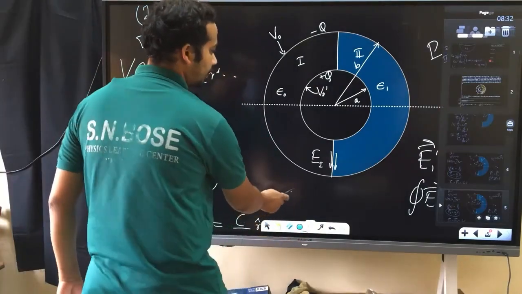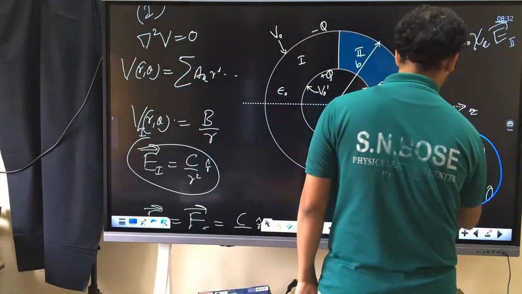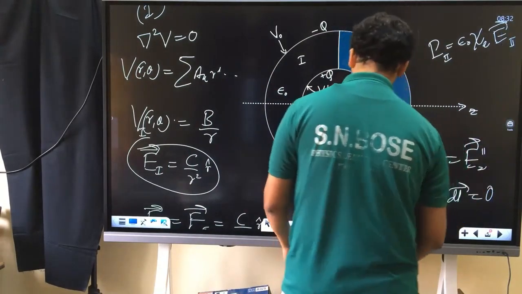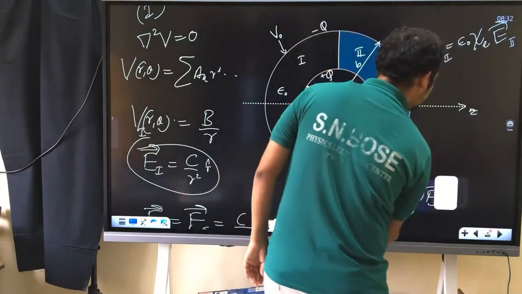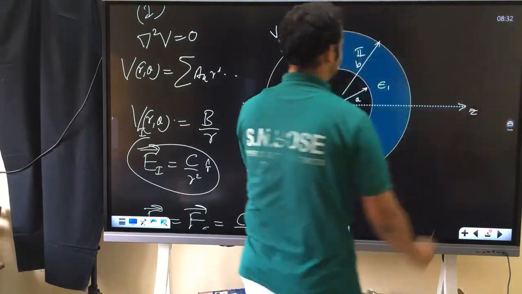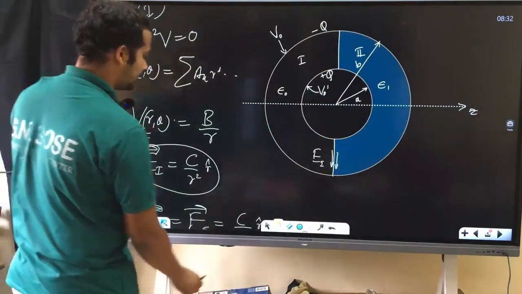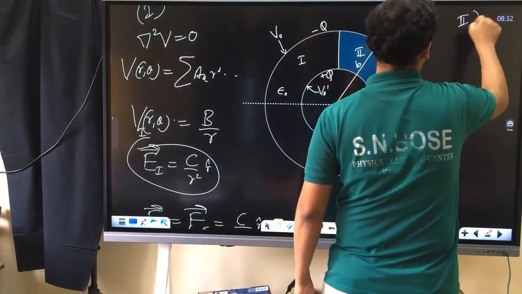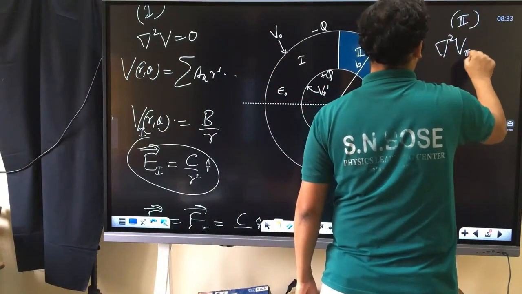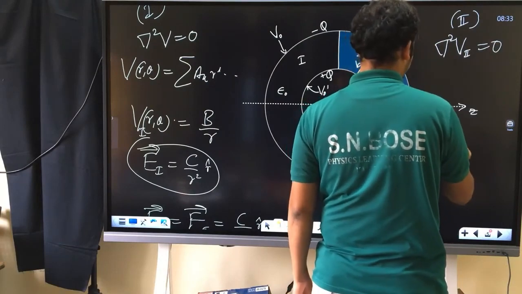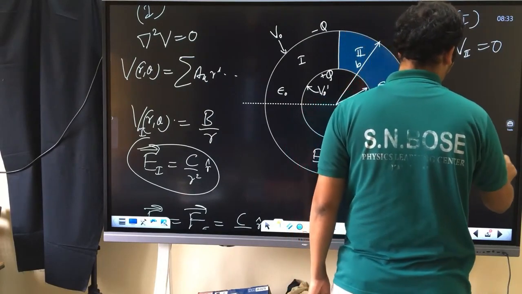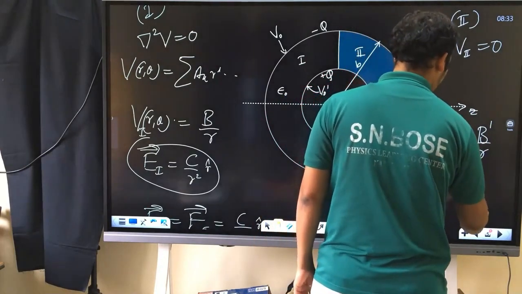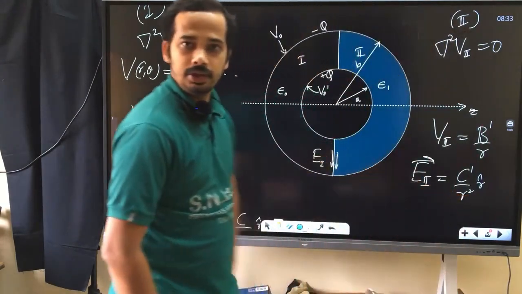Then he assumes no volume charges in this region. That I'm not confident enough to say. What he does is the same thing in the other region, the second region. Del square V2 equal to 0, and again he proves that V2 is equal to some B dash by R, and E2 is equal to some C dash by R square R cap. Are you clear? He proves this.